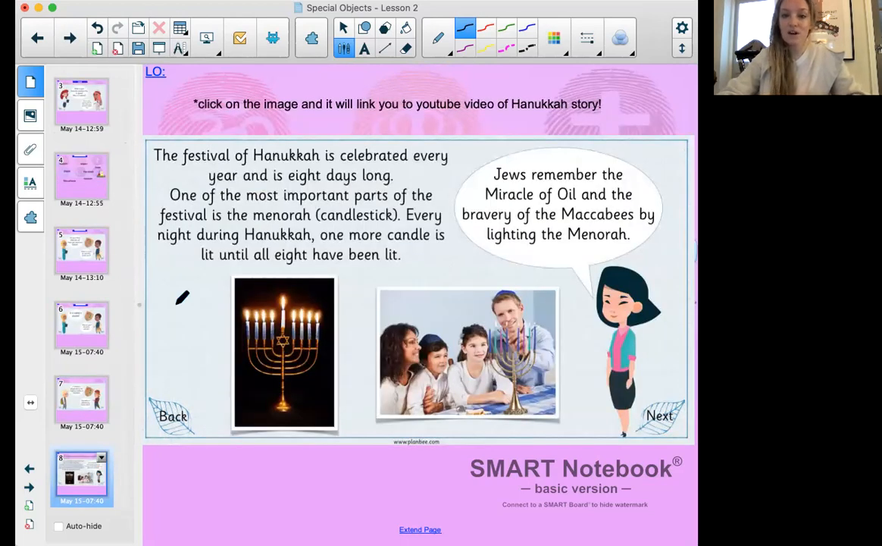All right, the festival of Hanukkah is celebrated every year, and it is 8 days long. One of the most important parts of the festival is the menorah, or the candlestick, which you can see down here. Every night during Hanukkah, one more candle is lit until all 8 have been lit. So this lovely candle in the middle is called the shamash, and it's the candle that you use to light the others. So on the first day, you'll have 2 candles lit. On the second day, you'll have 3, because we always have that candle in the middle lighting it. Jews remember the miracle of oil and the bravery of the Maccabees by lighting the menorah.